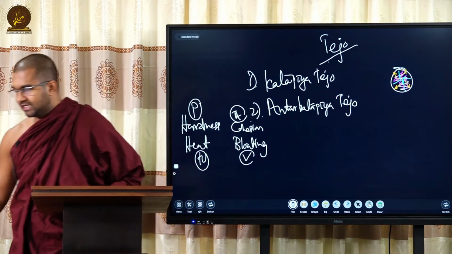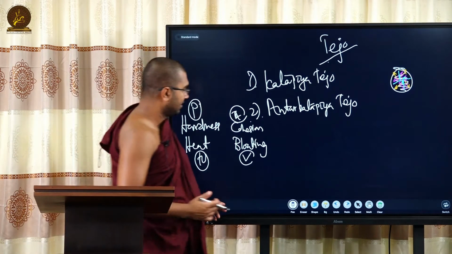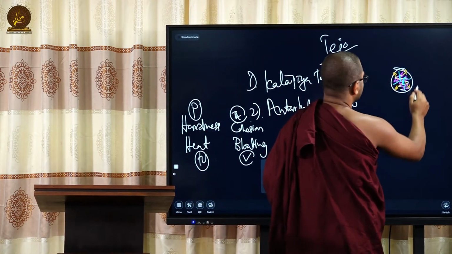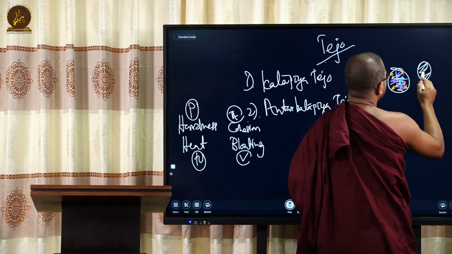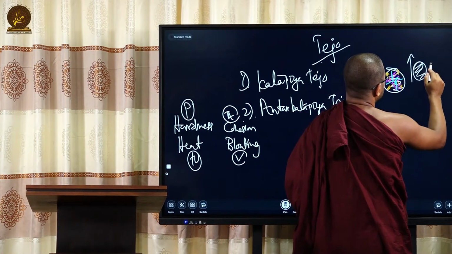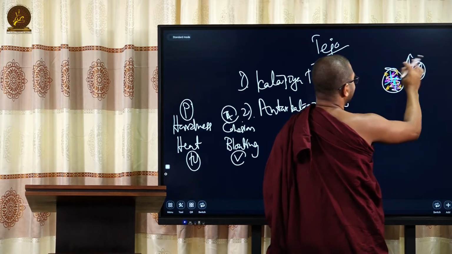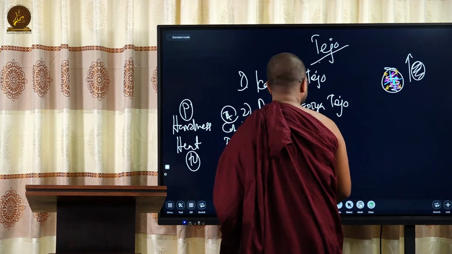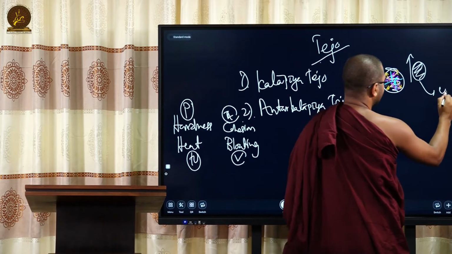And also according to the Theravada tradition, owing to this Tejo, a new Kalapa suddenly pops up. It's not coming from this Kalapa. Due to this Kalapa, another Kalapa appears. This type of Kalapas we call Utuja Rupa.